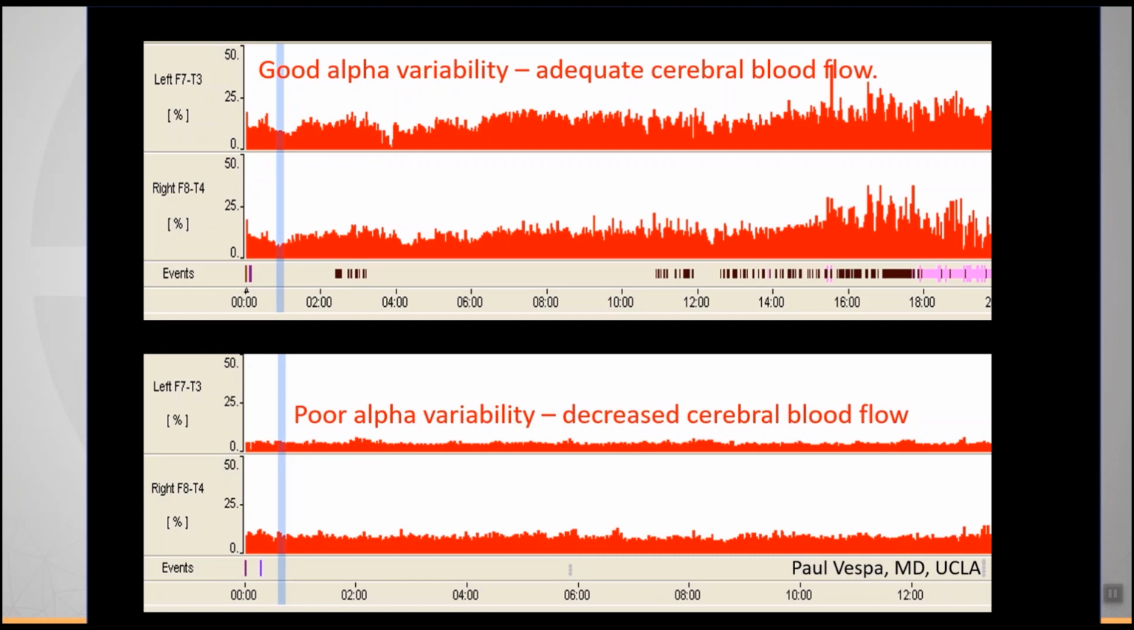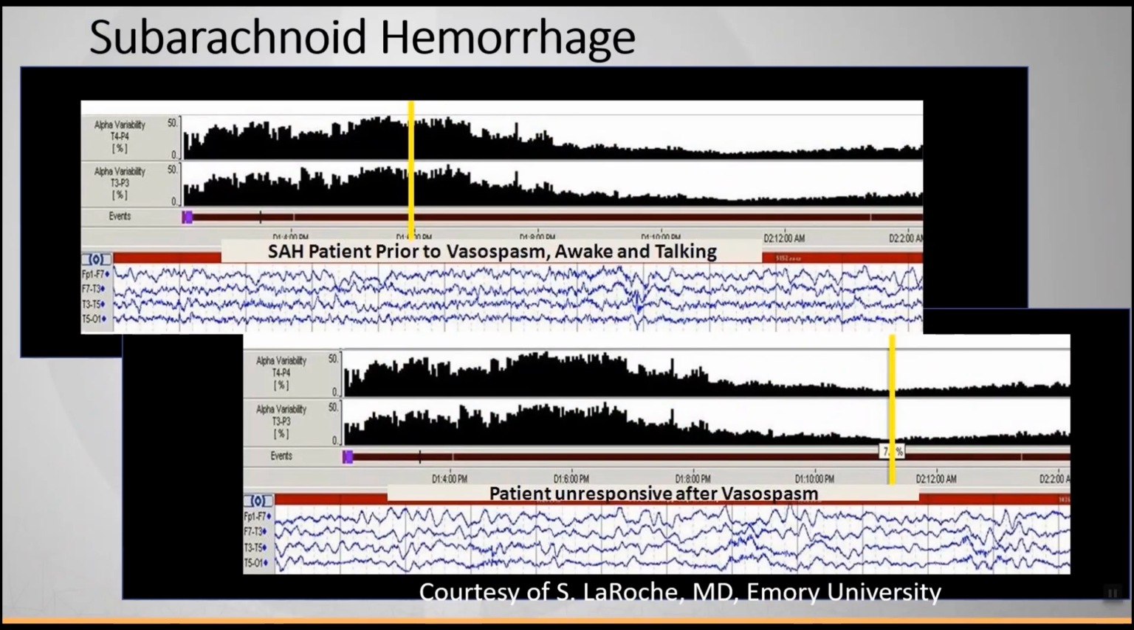And so in the top, what you see is good variability, not just good alpha, because if you're in alpha coma, you would have alpha, but it wouldn't be variable. Conversely, if you're undergoing sleep-wake cycles, you are likely to have alpha that is quite variable. So this is a good measure of cycling in the brain activity. So you have good variability up top, poor variability on the bottom, and this is typically correlated with decreased cerebral blood flow. Now, this is an example from Suzette LaRoche when she was at Emory.